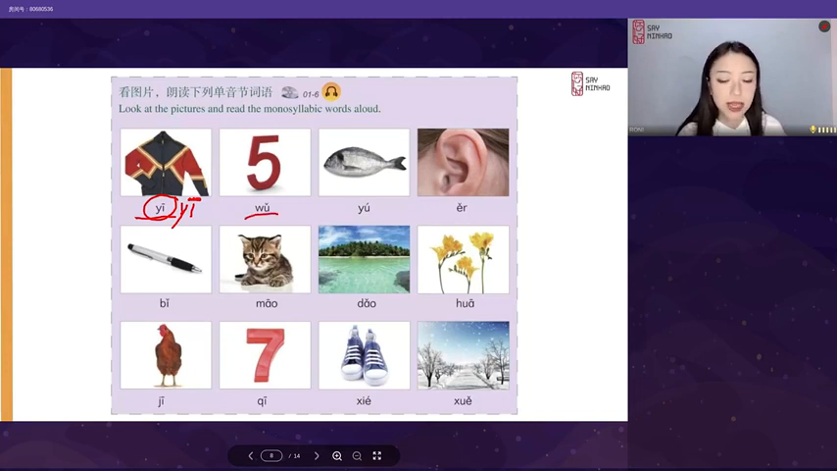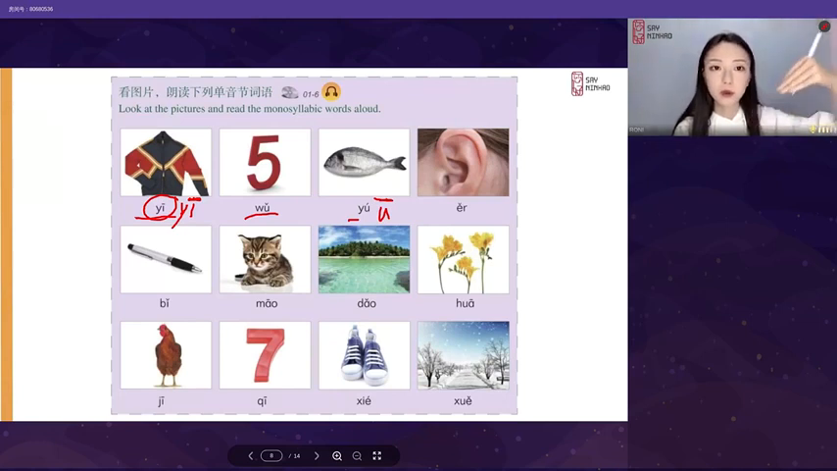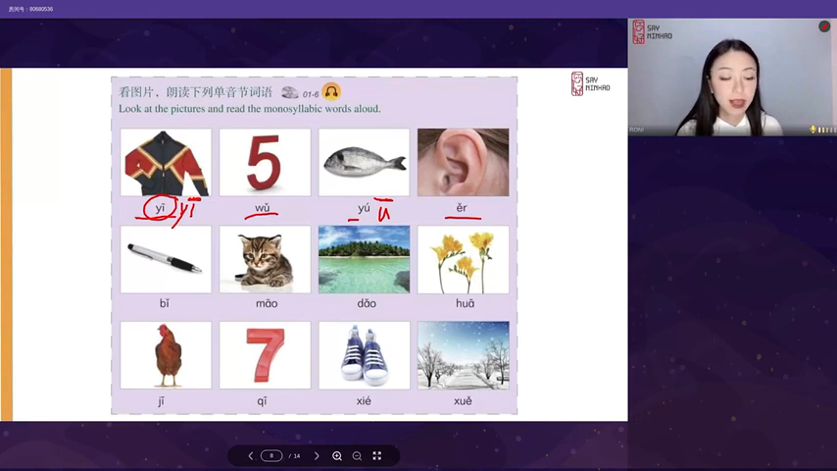Next one, try to read with me. Wu, read after me, please. Wu, it means five. It is a third tone word. Next one is yu. As we can see, the final is ü, but we get rid of these two dots, right? Read after me, please. Yu means fish. Next one is er, which means ear. Er, read after me, please. Er, it is a third tone word.